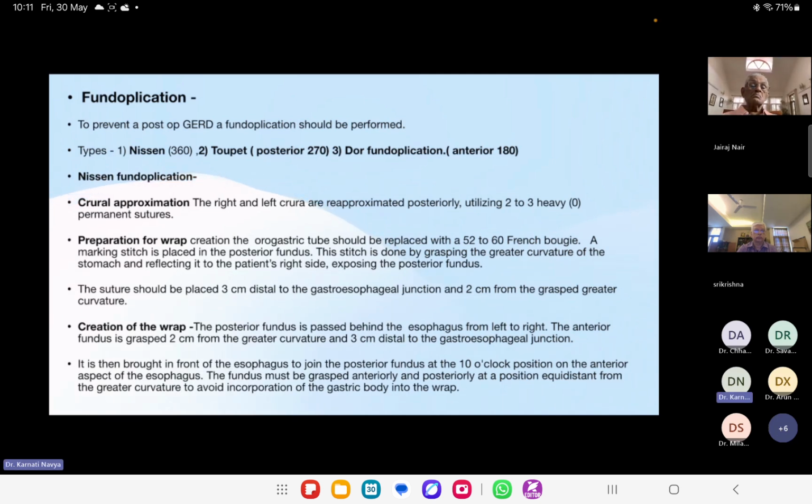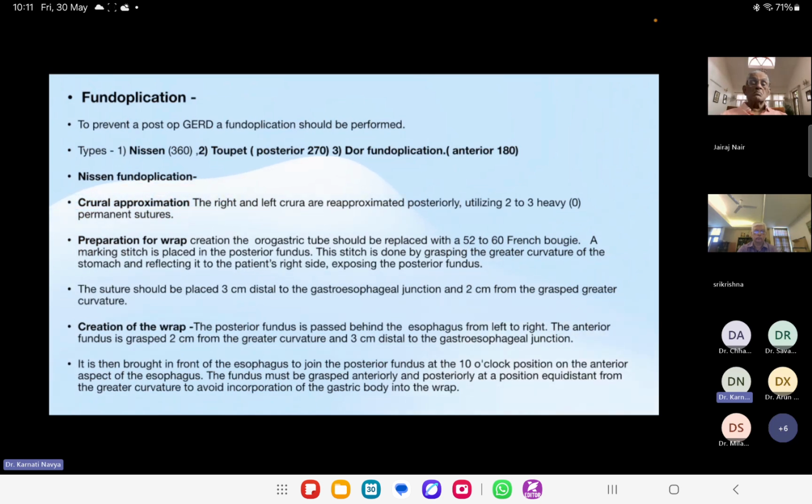In a Nissen fundoplication, generally the right and left crura are reapproximated posteriorly using 2 or 3 heavy silk zero permanent sutures. Then the second thing is the preparation of the wrap. The orogastric tube should be replaced with a 52 to 60 French bougie. Then a marking stitch is placed on the posterior fundus.